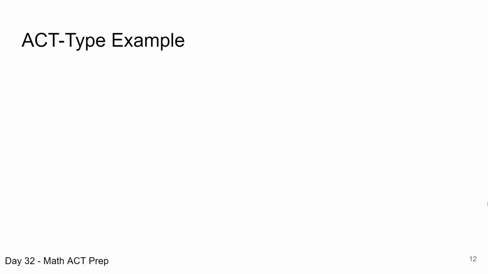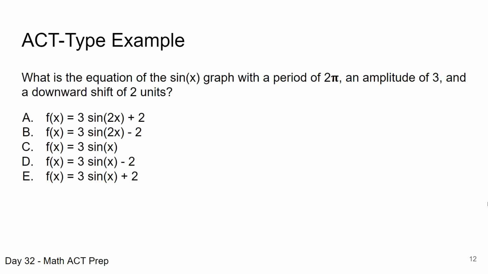Now let's take a look at an ACT type example where we can apply these things. Pause the video here, try it out for yourself, and we'll come back and work it together. The question says, what is the equation of the sine x graph with a period of 2 pi, an amplitude of 3, and a downward shift of 2 units? So these are all parts of that transformation function that we've looked at.